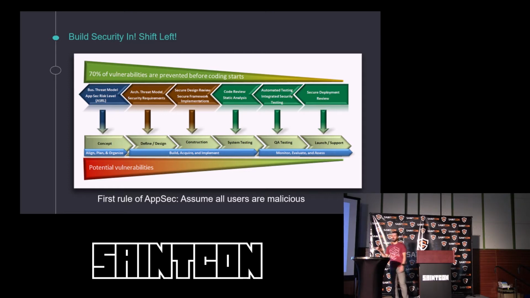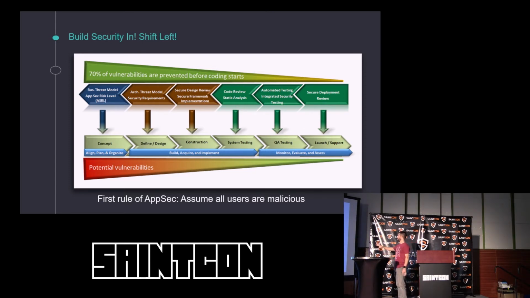70% of vulnerabilities can be prevented before coding ever starts. How does that happen? Well, you need to have a secure SDLC, which we'll cover next. But basically, your potential for vulnerabilities should be going down as you deploy. The reason for that is in every phase of the SDLC, you should have specific security tasks that are going into it, okay? You should be doing design reviews and threat modeling.